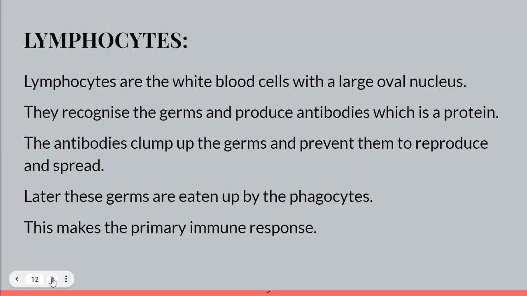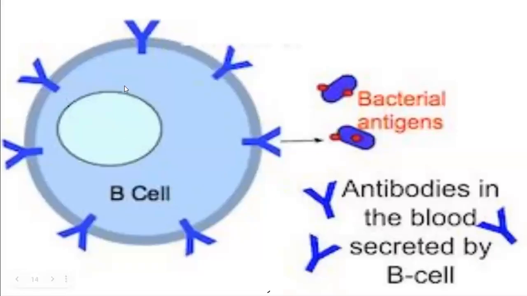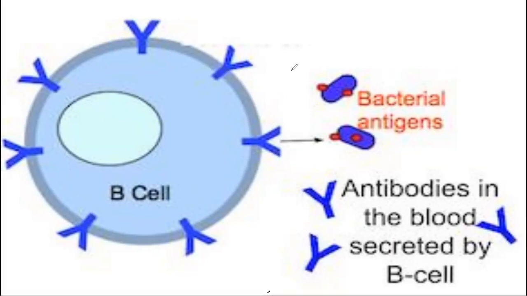But this function is done with the help of lymphocytes. Lymphocytes are round shaped cells. See the shape of the lymphocyte, they are rounded with a big rounded nucleus. Whenever germs enter our body, they produce proteins which are called antibodies. You can see the antibodies are Y shaped. These things are antibodies. The antibodies will come and stick with the germs.